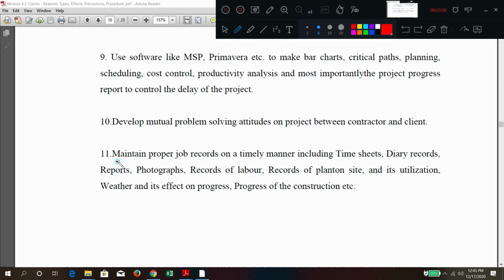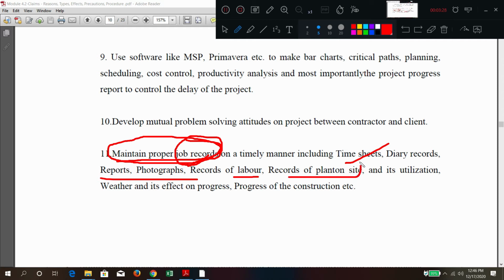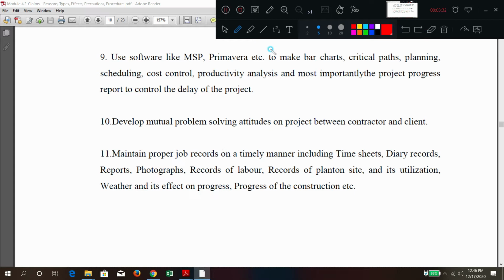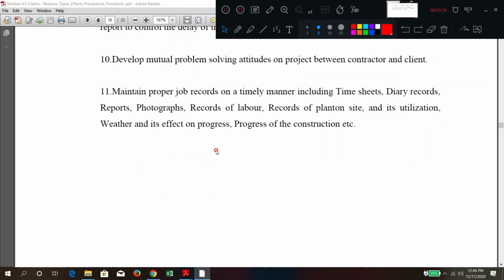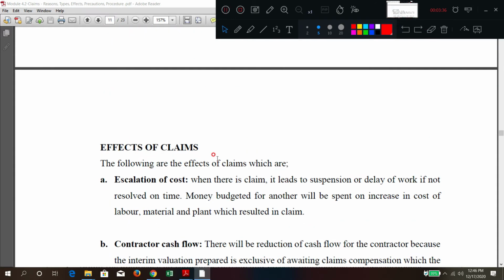Very, very important: to avoid claims or to ease settlement, you should properly maintain job records. Whatever work is going on, regular, additional, variation, anything, there should be proper maintenance of records, such as diary sheets, time sheets, photographs, labor reports, site plantation, weather, everything has to be maintained. Then only you can avoid the problems in claims.